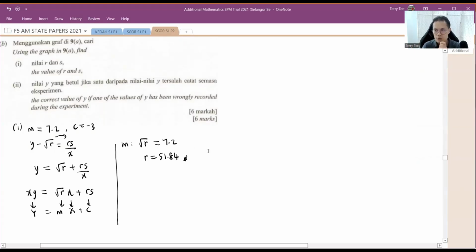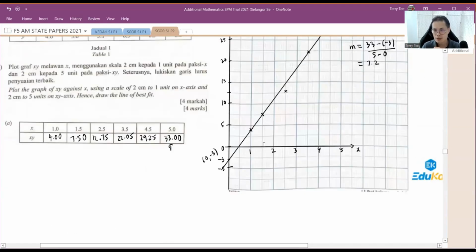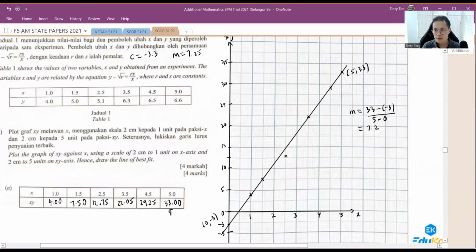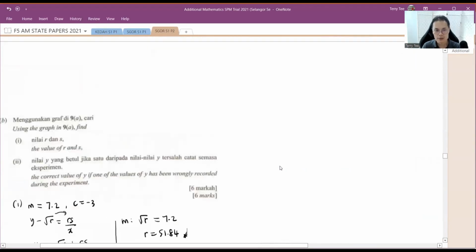But like I say, I like to use 5 boxes horizontal because when you take this, the difference between the horizontal is 5. You always get a terminating decimal. Then you won't get a recurring decimal like 7.333. You won't get that, right? So it's easier for us to calculate.